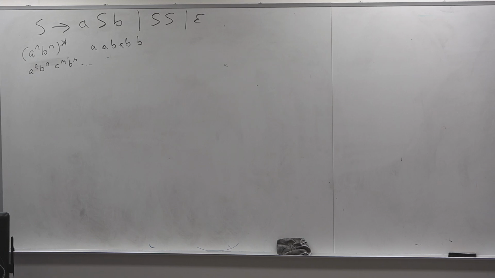Would it be A star, B star? But every A must have a B. So A would be produced by A star, B star, but is not produced here. I feel good about how tough this one is, actually. Would it be any string that starts with an A, ends with a B, and has the same amount of A's and B's? Can I come up with a counterexample? No, that's fine.